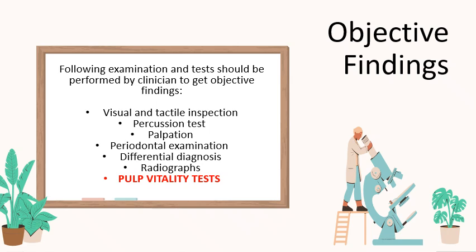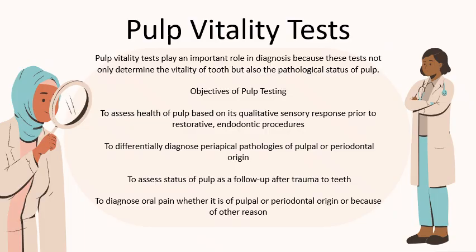Next, we move on to the objective findings, in which the clinical examination involves visual inspection, percussion, palpation, periodontal assessment, radiographs, and importantly, pulp vitality testing. Now, let's talk about the pulp vitality tests because they form the core of the diagnosis. Their main objective is to assess whether the pulp is alive and healthy, inflamed, or necrotic.